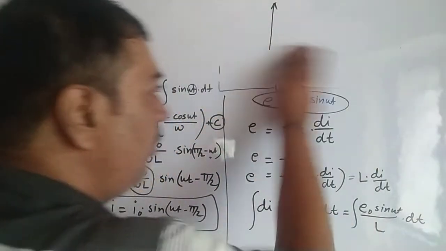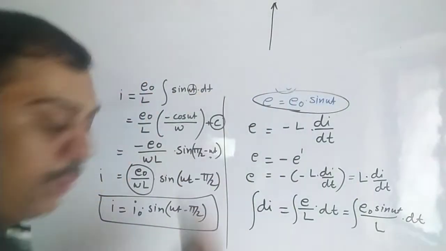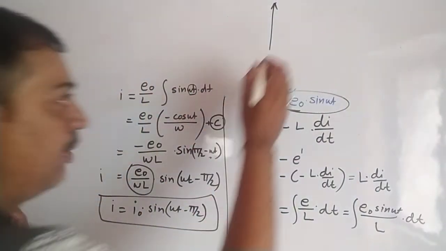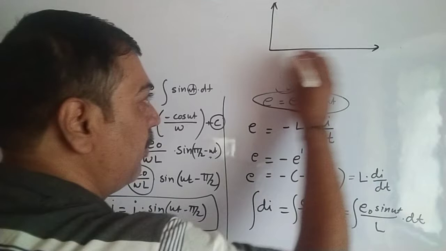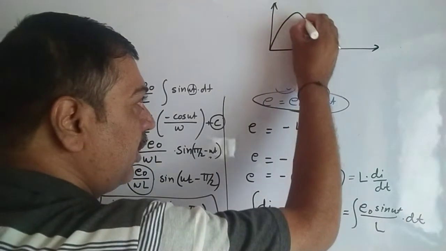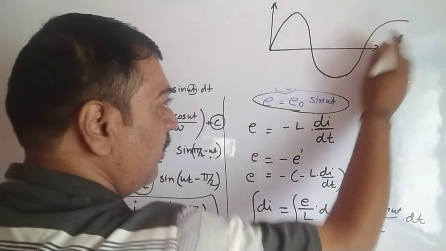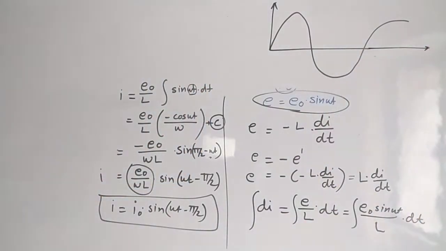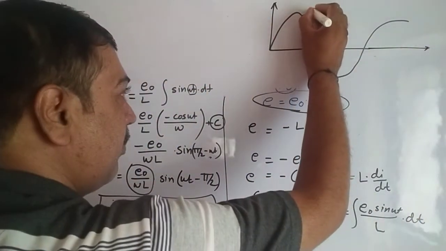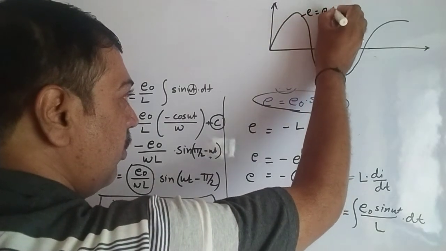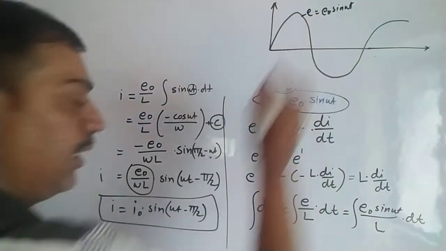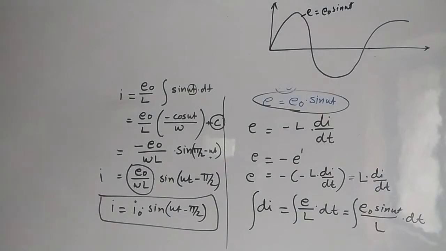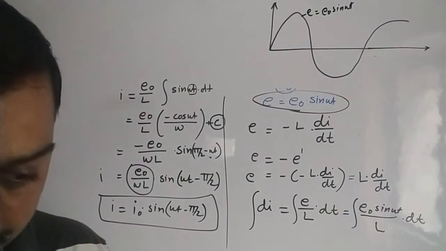Now we have to draw the wave. So it comes down, and I will erase a little bit of the small part. This is how the EMF starts, like this. This is nothing but the EMF, E equal to E0 sine of omega t.